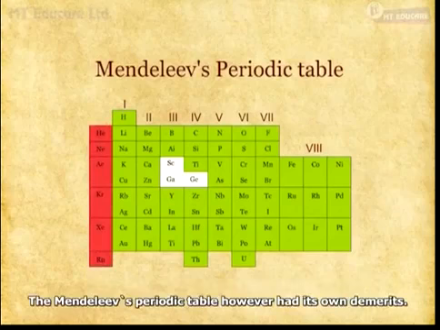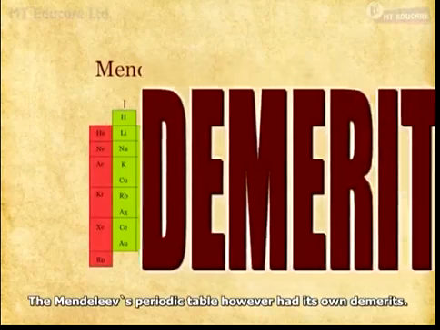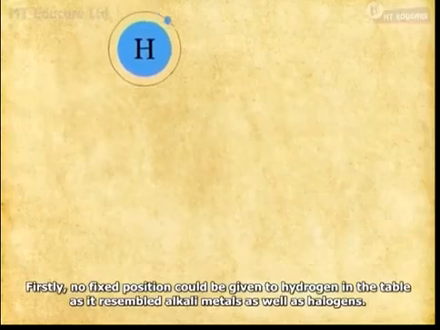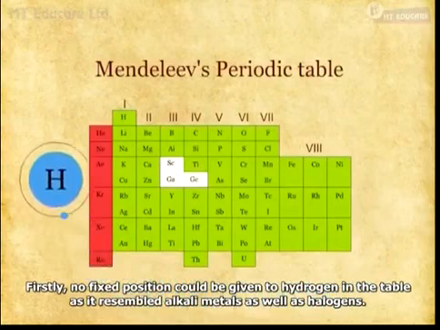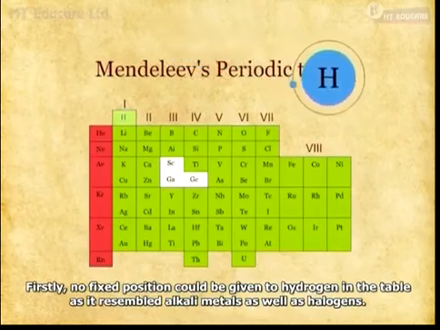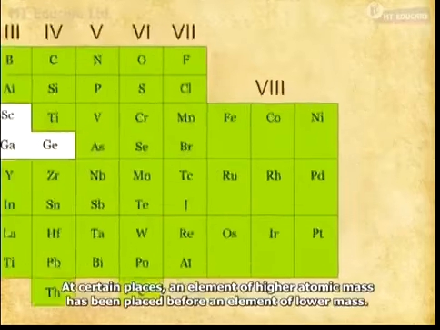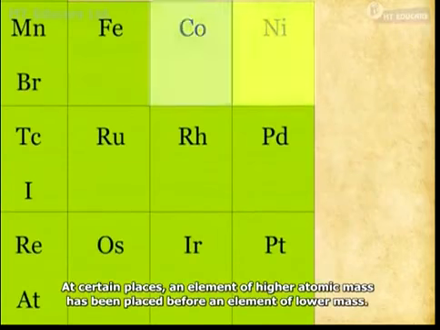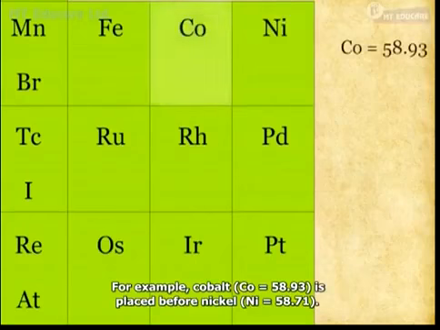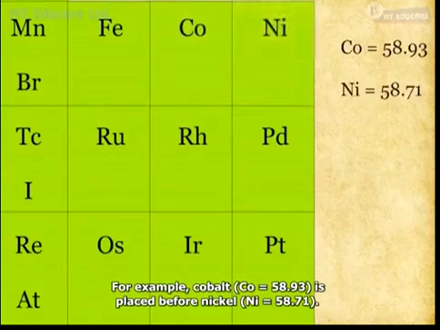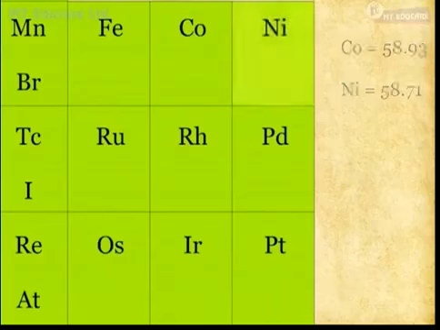The Mendeleev's periodic table, however, had its own demerits. Firstly, no fixed position could be given to hydrogen in the table, as it resembled alkali metals as well as halogens. At certain places, an element of higher atomic mass has been placed before an element of lower mass. For example, cobalt, whose atomic mass is 58.93, is placed before nickel, whose atomic mass is 58.71.